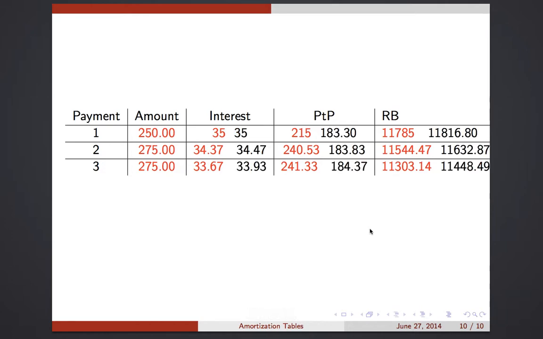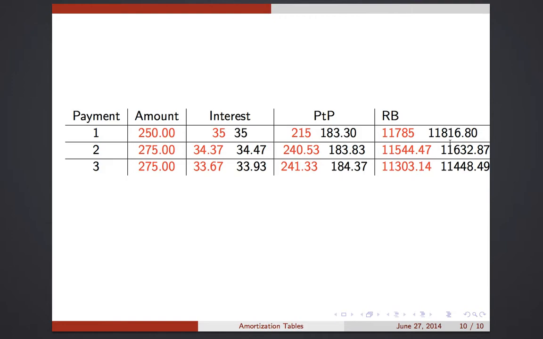And so again, let me just remind you what the original numbers were. So the first row we already discussed. In the second row, his interest now is smaller than his old interest. That makes sense because this red number here is smaller than this black number, so the amount of interest he owes on it will be smaller. And his payment's a lot more, so in the second row here, his portion of principal is quite a bit more than it used to be. And this 11,544.47 is much smaller than this black original number of 11,632.87.